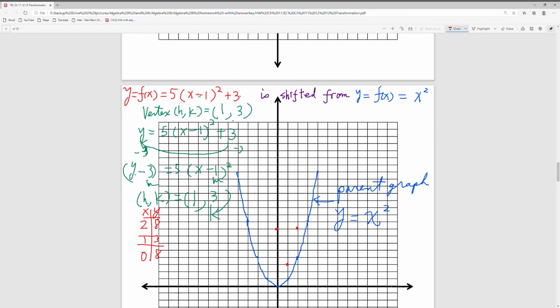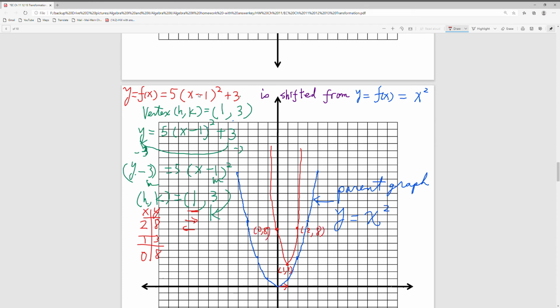Basically, we shift the graph. We shift the vertex to the right-hand side, because h means shift left or right, and the positive means you shift to the right-hand side. And then we connect. Okay, my graph is not perfect, but if you do it on the online homework, you can graph better.